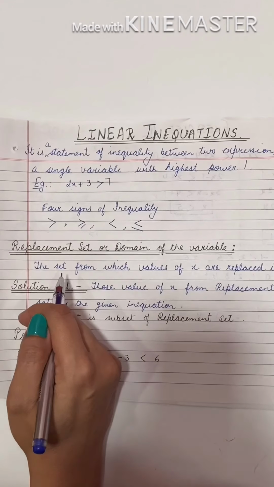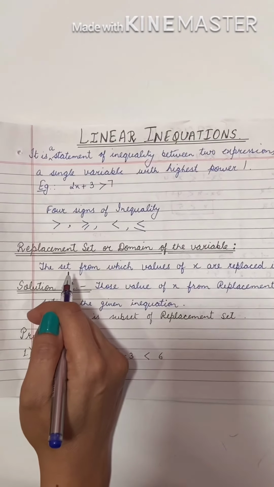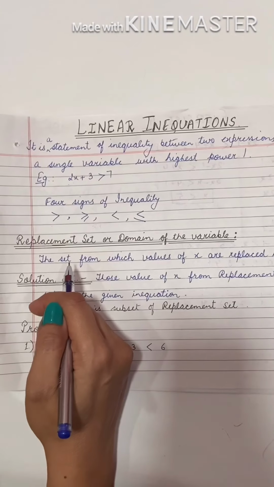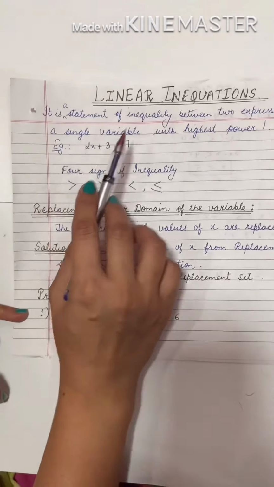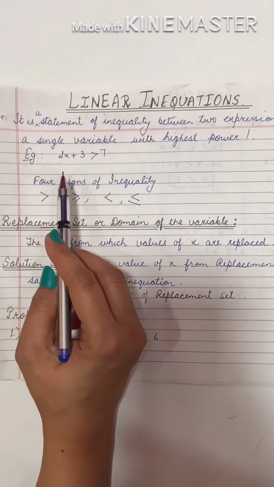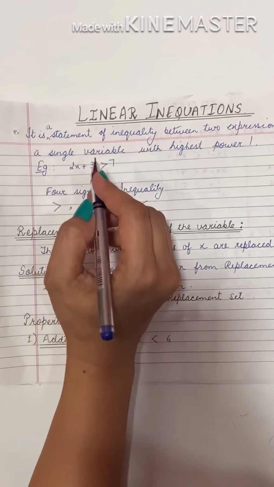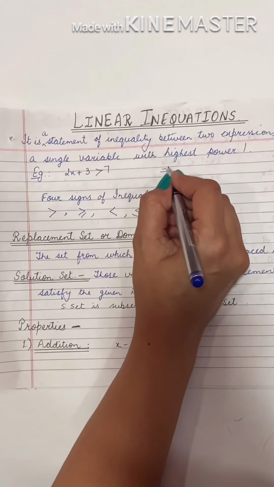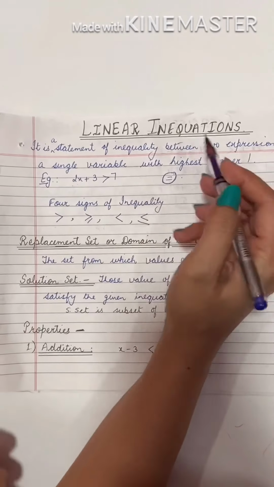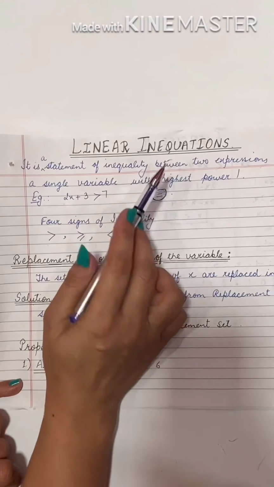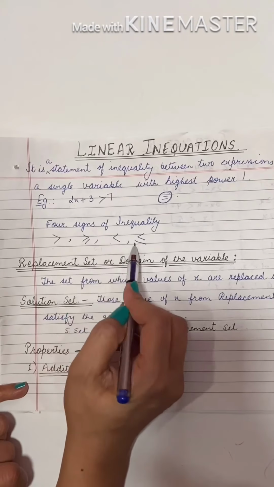Hello students, today we are going to start the chapter linear inequations. You people have done linear equation. Linear inequation is also similar to linear equation only. The difference is that in case of equation we have the sign of equality, but when we are talking about linear inequations we will be having the sign of inequality.